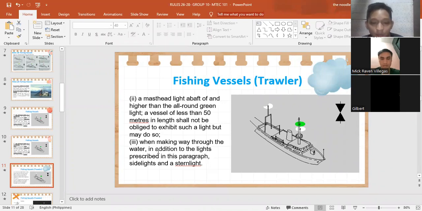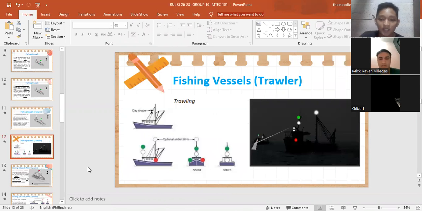So number three, when making way through the water, in addition to the lights prescribed in this paragraph, it has side lights and stern light. So in subparagraph 3, it explains that it is just the same, but it just has side lights and stern light. So one white light here and green light for starboard and then red light for port.